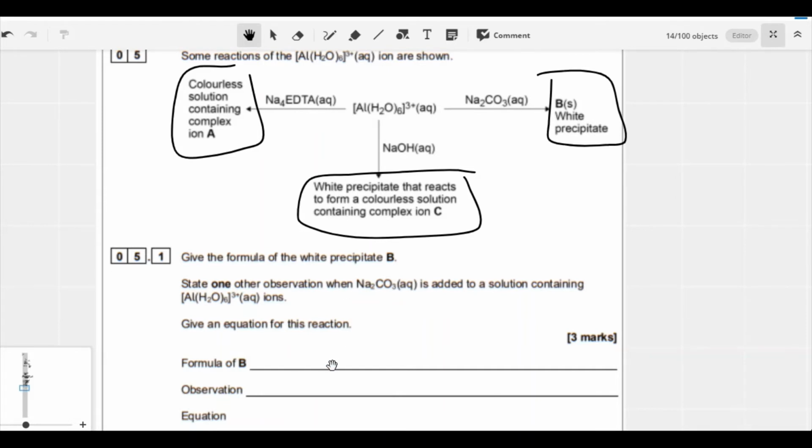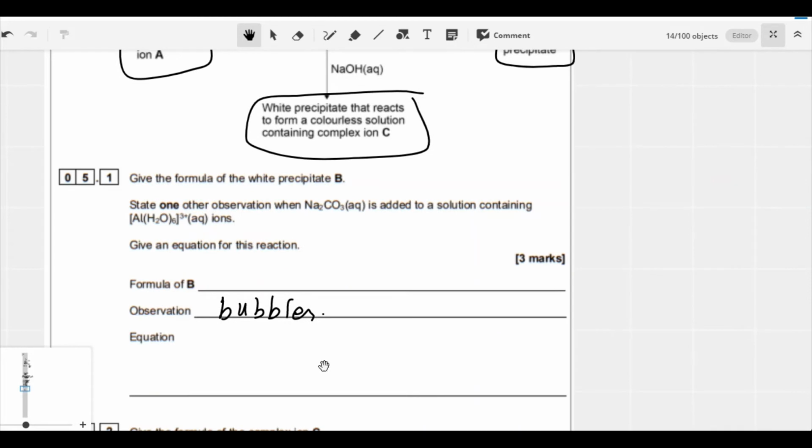So it means here the observation will be what? There will be bubbles formation. So it means I am going to write bubbles. Okay. Now we need to write the first equation, then we can easily find out the formula.